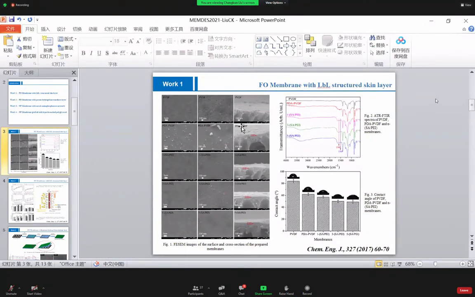So we have structured the skin layer by layer with the reactions of the sodium alginate SA and the polyethylene imine PEI. We have structured single, 3 and 5 bilayers with the reactions of the SA and the PEI. The FTIR was used to prove the successful synthesis process. And it is found that with the increase of the number of bilayers, the water contact angles show a steady decrease, indicating steadily increased hydrophilicity.